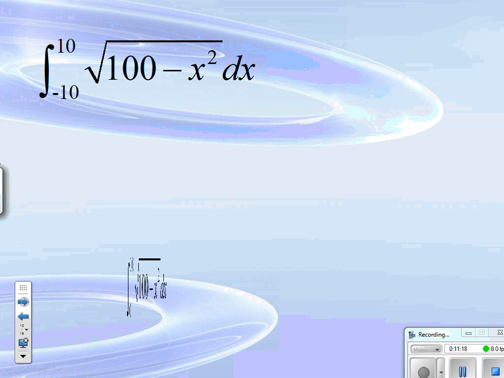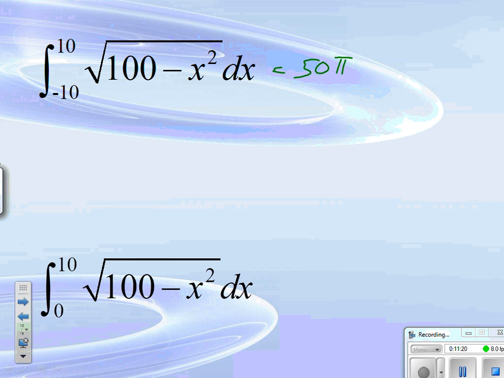All right, let me change the question ever so slightly. Find the integral from 0 to 10. Quarter of a circle, isn't it? 25 pi.